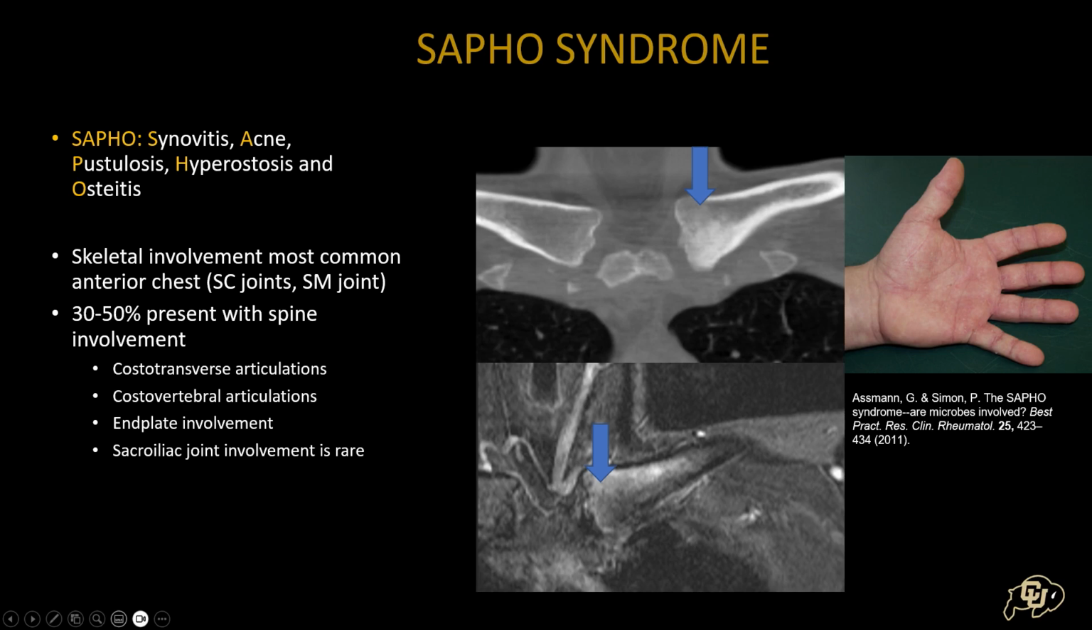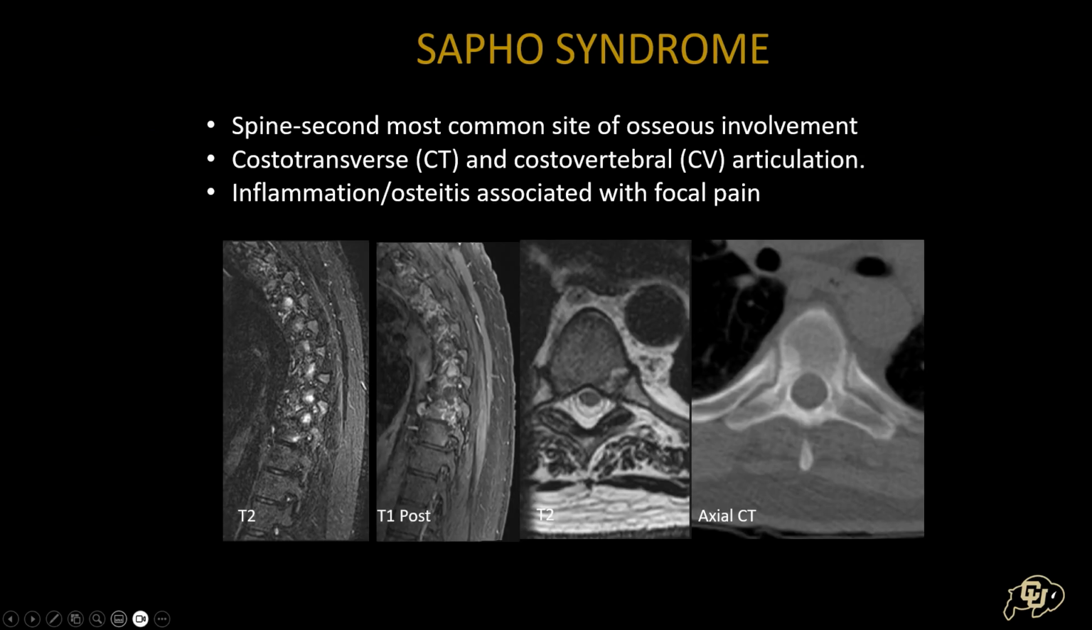Now, in 30 to 50% of patients, you are going to see spine involvement, and what's really cool about the spine involvement is it affects these really oddball joints. So these costotransverse, costovertebral articulations, which don't usually have a lot of pathology associated with them, are the most favorite joint for SAPHO syndrome. So if you see this hyperostosis, the osteitis happening in that area in somebody who has this kind of indolent, non-specific back pain, particularly if they're younger, start thinking about SAPHO syndrome.